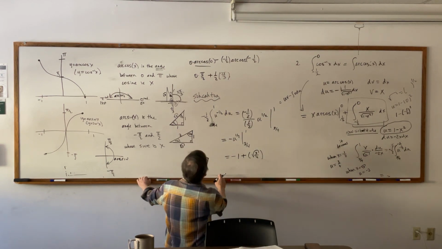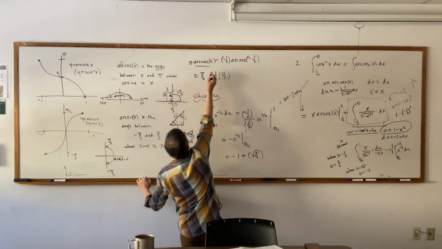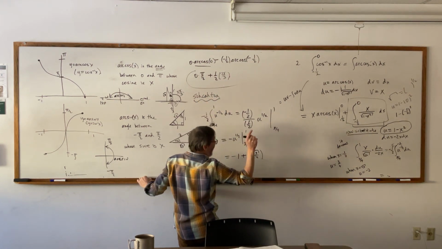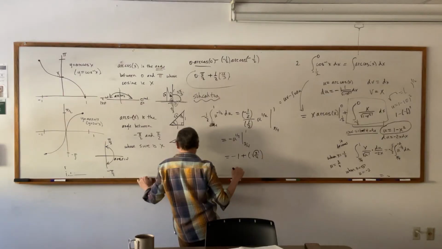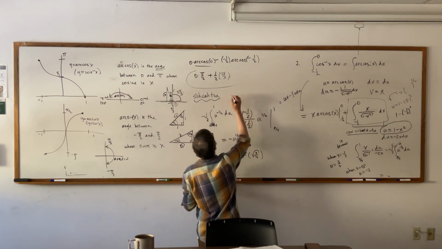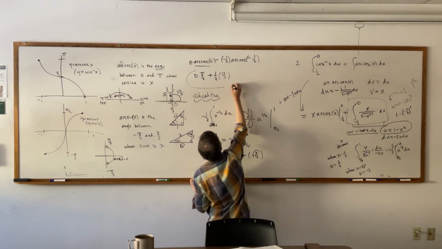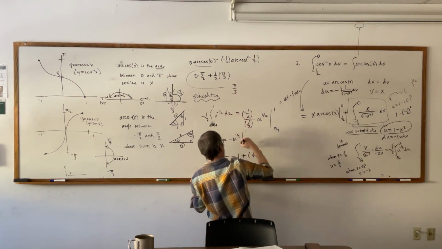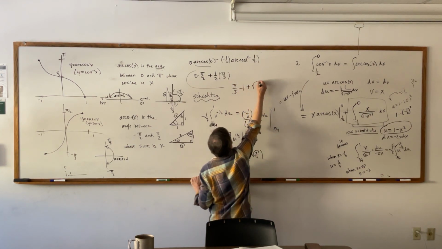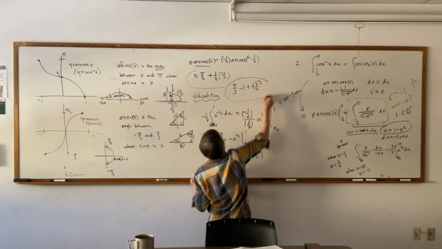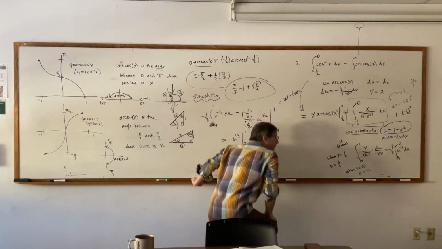So this whole problem is this plus this, and it is atrocious looking. So our final answer for my problem is going to be, notice how the 2's cancel, pi thirds, -1 plus square root of 3 over 4. Crazy.